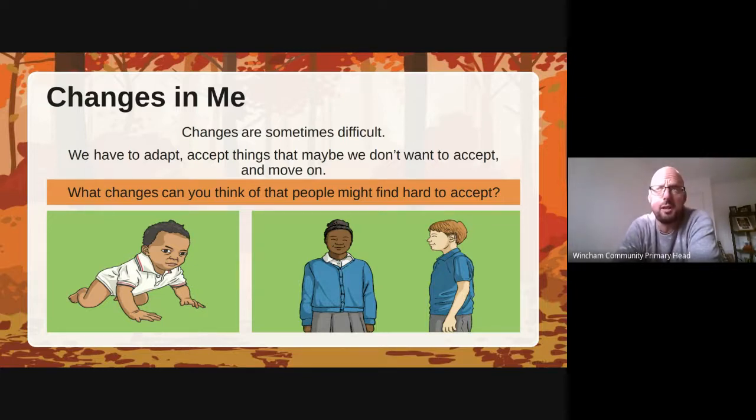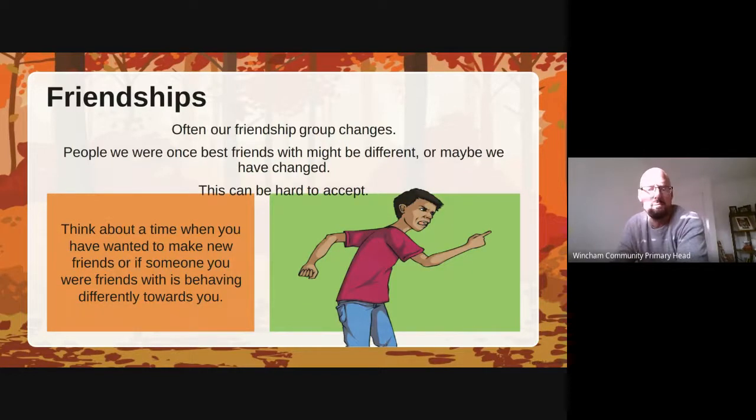It might be that you've moved house recently, or you're going to move house very soon. And those sorts of changes can be difficult as well, because you're moving to a new area and you really like your bedroom the way it is and things like that. But it's also exciting. It's also really good to have those changes in your lives.